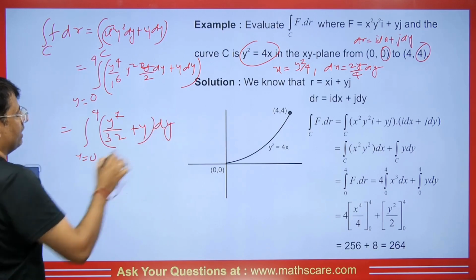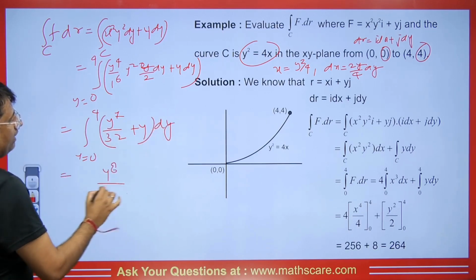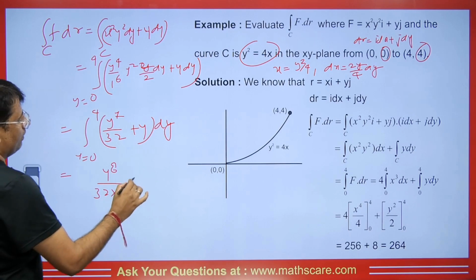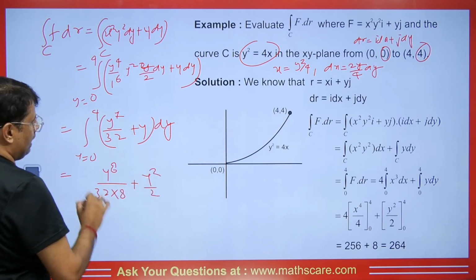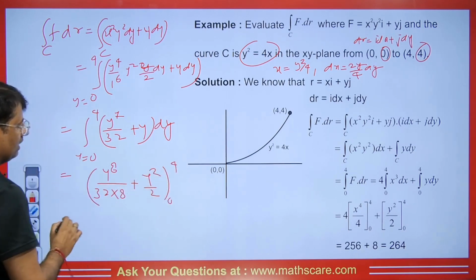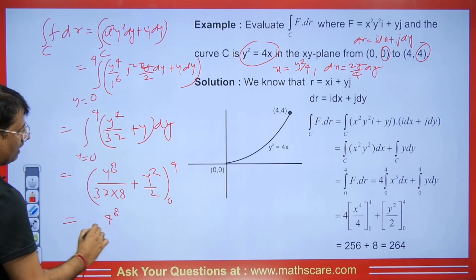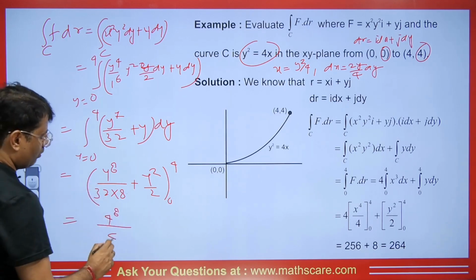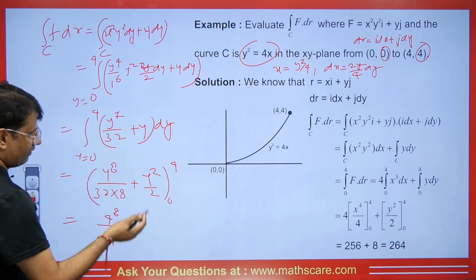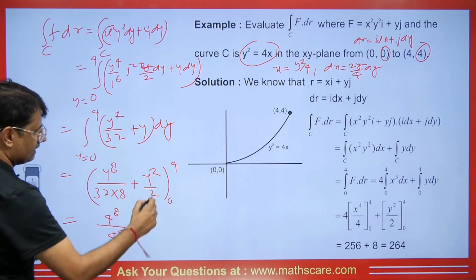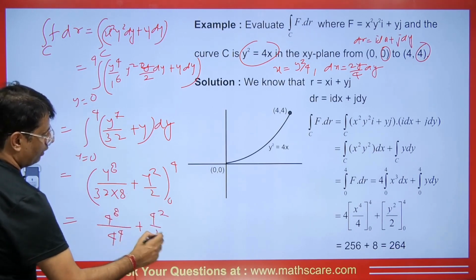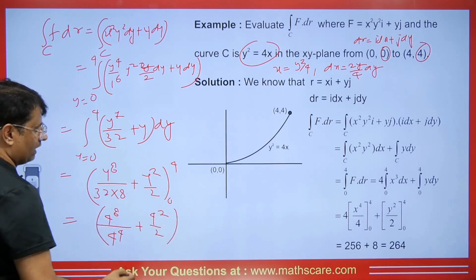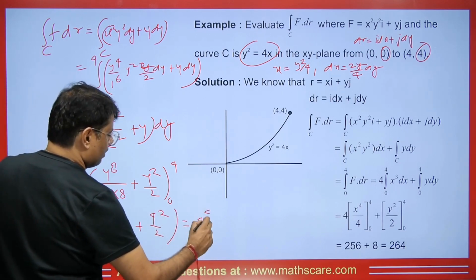And when we integrate this, then we will get y to the power 8 upon 32 multiplied by 8 plus y square by 2. And this will go from 0 to 4 here. If we put that in, we'll get 4 to the power 8. The value of this will be 4 to the power 4. When you simplify it, you'll get 4 to the power 4 plus 4 to the power of 2 upon 2. And it will be 0 on 0 when we solve this. We are left with 4 to the power 4 on top.